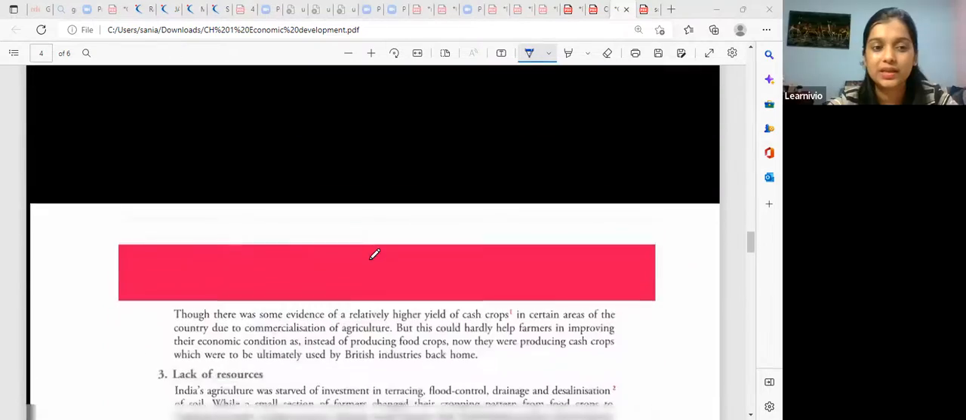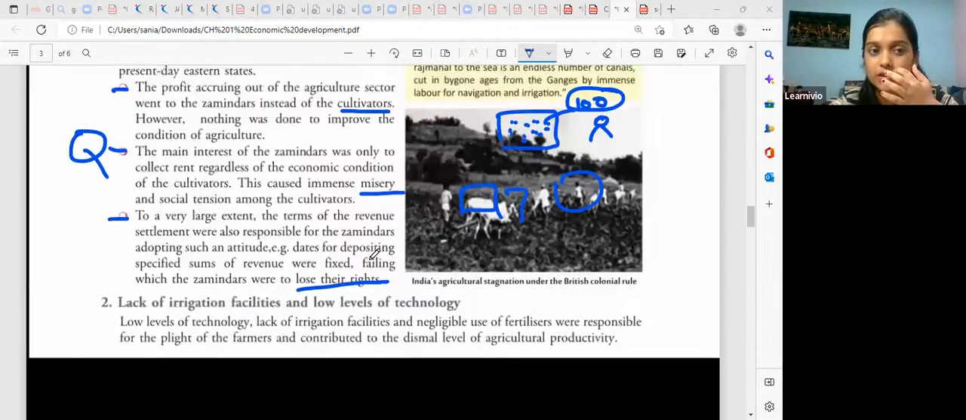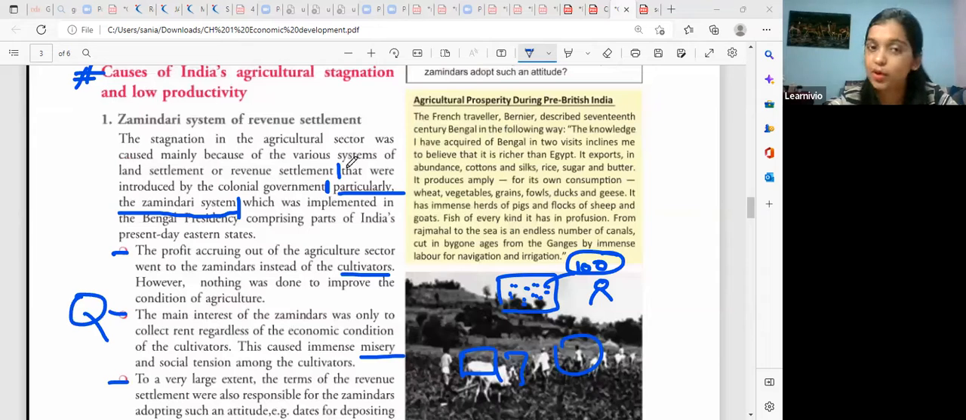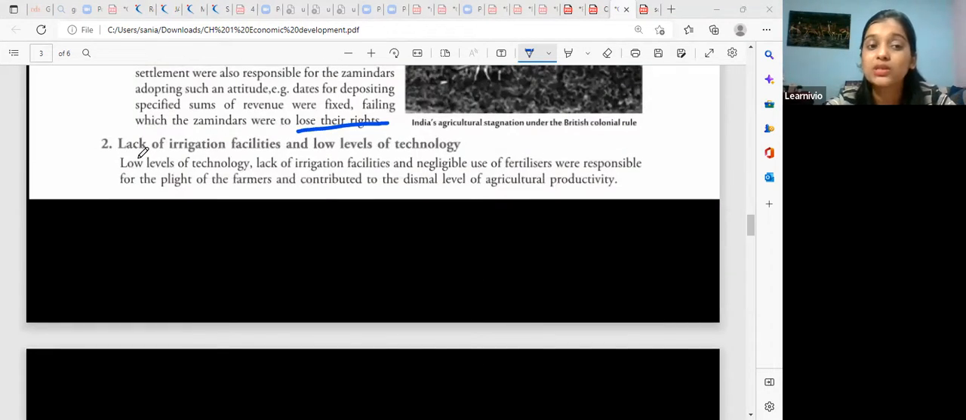Okay. Now, basically, the first problem was the zamindari system, right? Because of the zamindari system, there was low productivity. Second, the problem was lack of irrigation facility. Now, what is irrigation, ma'am?